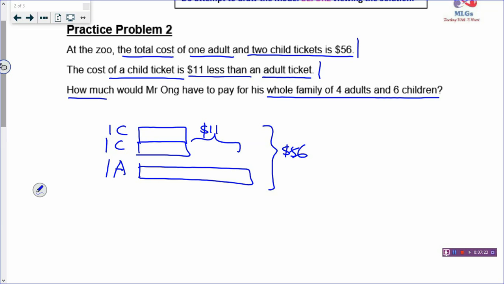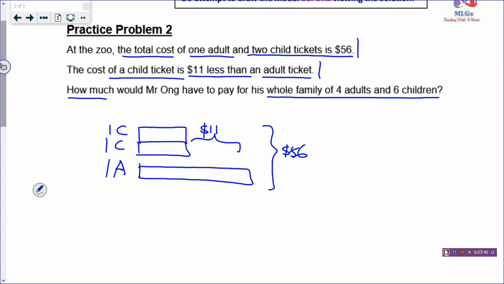Now if you like, you can continue to expand your model, stack up and stack down to have 4 adults and 6 children. But otherwise, I think you can look at this model and then try to find one child's ticket, and then one adult's ticket. So let's look at this model so that we don't really have to continue to draw some more. If you want, you can, but let's keep it simple.